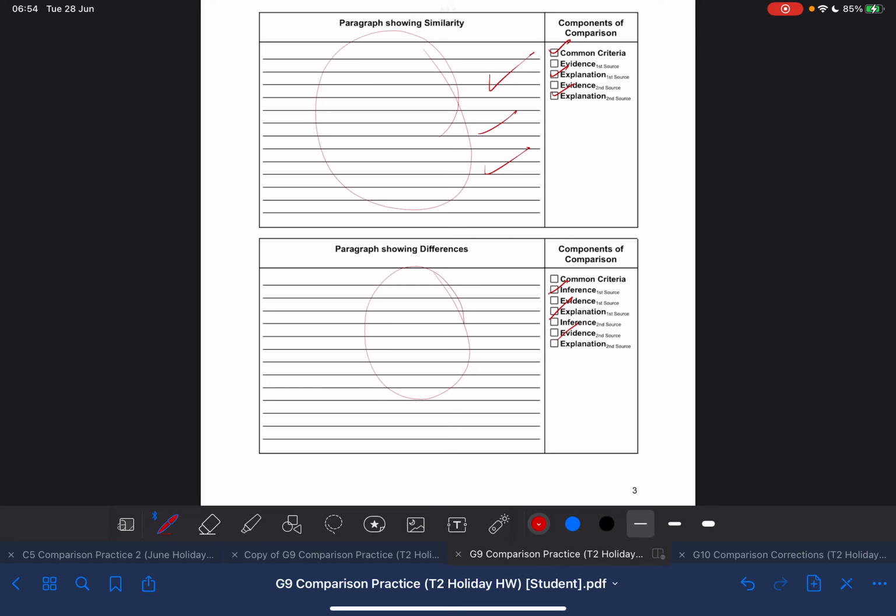When I come back to school, what I would like to do is to look through your marked examples. So I don't just want to see that you've completed your comparison answers. I also want to see that you have marked the examples, because I want to teach you about how to do the comparison skill from the point of view of the teacher.